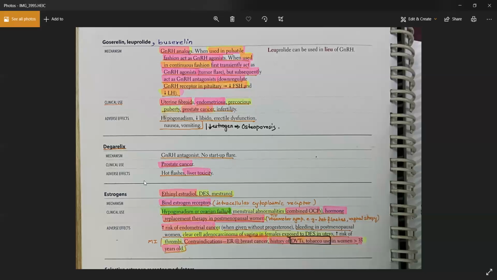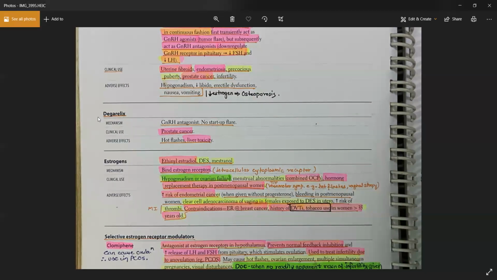Then you have degarelix, which is basically an inhibitor of the GnRH. It is used for prostate cancer because in prostate cancer, I require DHT to cause the cancer. So by inhibiting DHT, which can be achieved by inhibiting LH and FSH, I give the patient degarelix. Side effects include hot flashes and liver toxicity. This drug is hepatotoxic. And there is no starter flare because it cannot increase the GnRH, right? So it is always a solo drug.